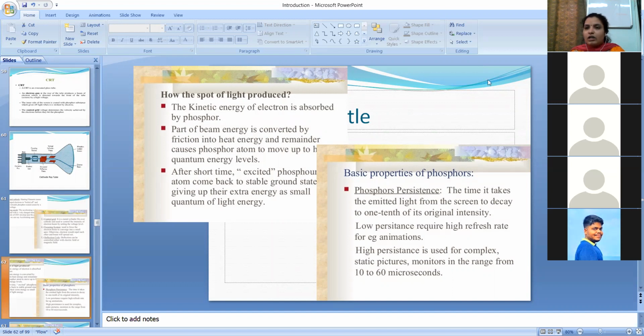So by how many times you are going to display the picture on the output screen, that is called your refresh rate. And if the persistence is high, then such a refresh is not required at all, because the point will be visible for a longer amount of time, longer duration.